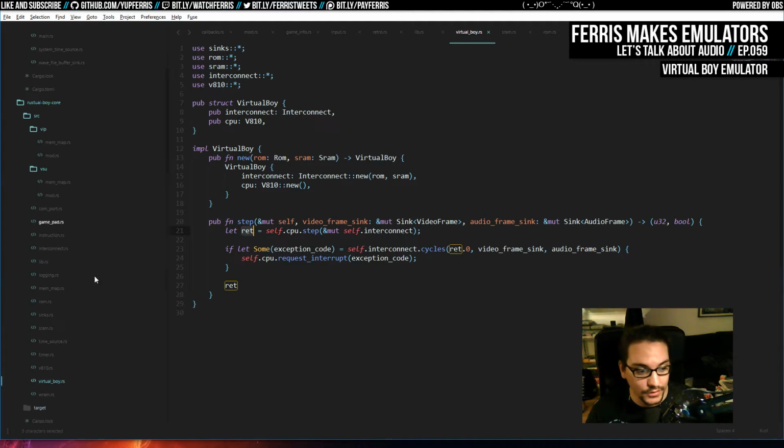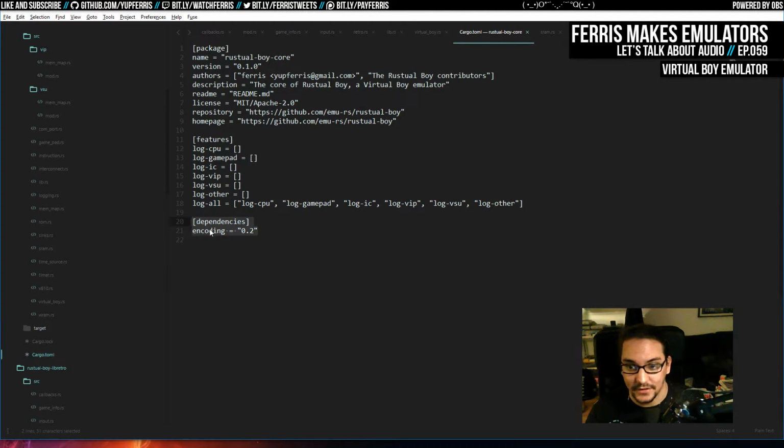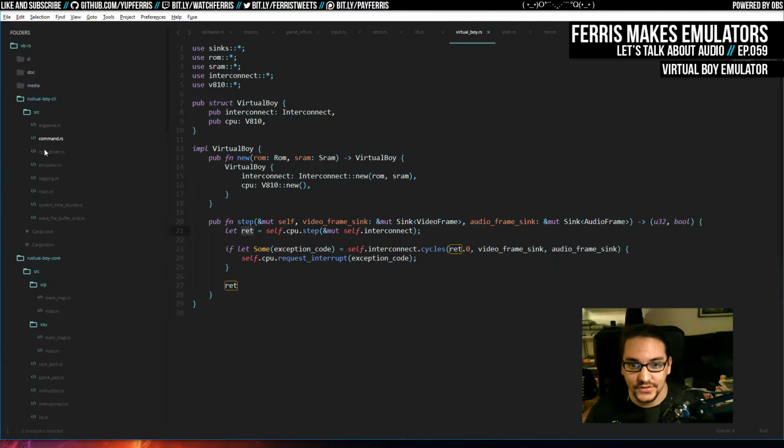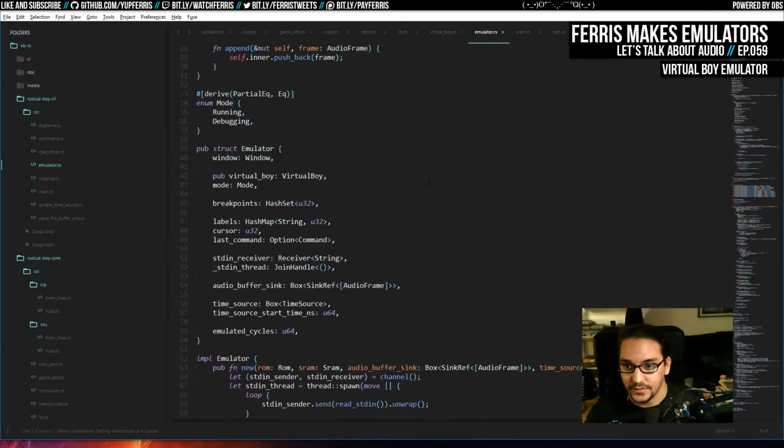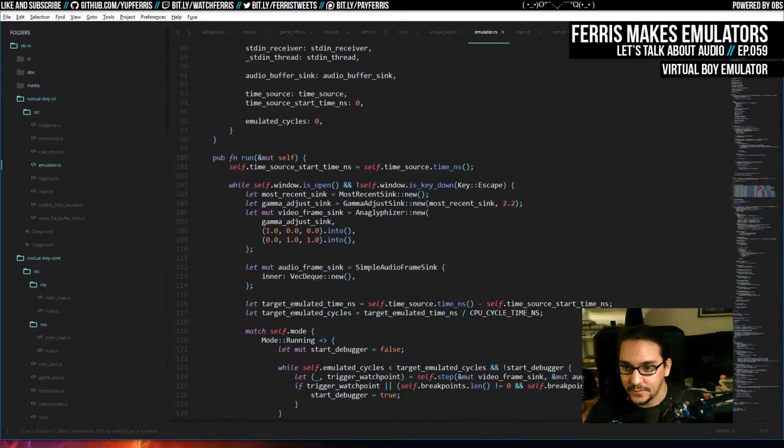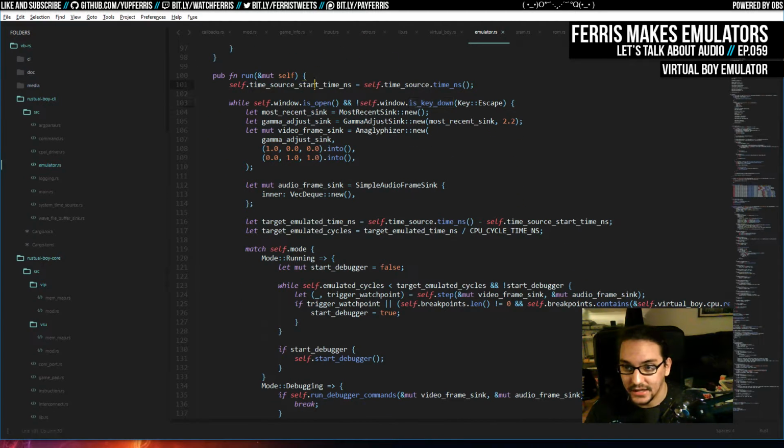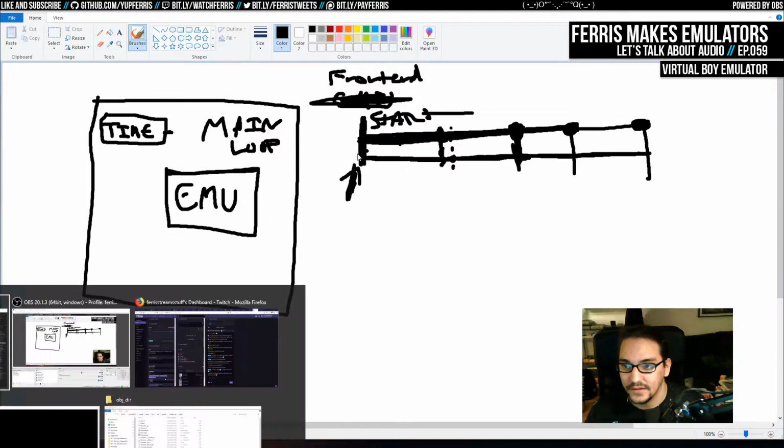See, this is in Virtual Boy Core, by the way, which has no bootstrapping. This is just the core emulation, and the advantage of this is that there are no dependencies except encoding, and that's only to read ROM titles. In Virtual Boy CLI, we have Emulator, which is where all the bootstrapping happens. And so here, there's a main loop, which runs while the window's open and we haven't hit escape. And again, here we sampled the start time, like I mentioned. That code right there is this.